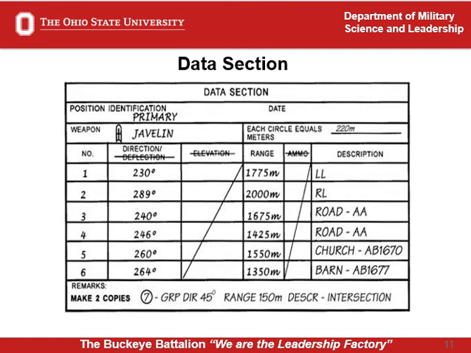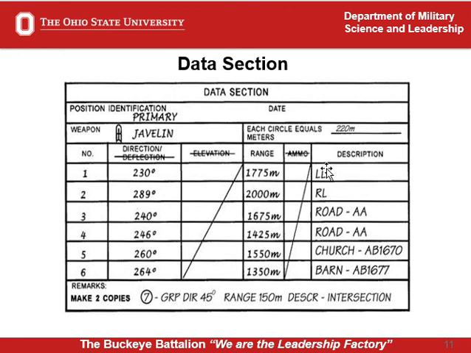All right, and last but not least is the data section. Everything that I just covered in the previous slides, you're going to write it down. So like I said, this is the primary mode or the vantage point that you guys are at, the date time group. We're using a Javelin system. Each circle is 220 meters. And then you're going to number from whatever you have on your sector sketch and explain it in detail.